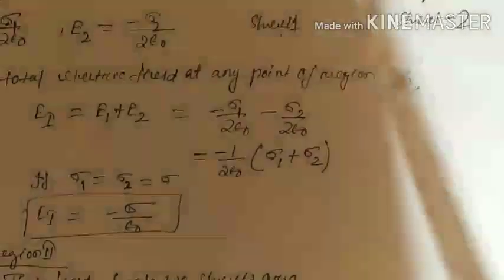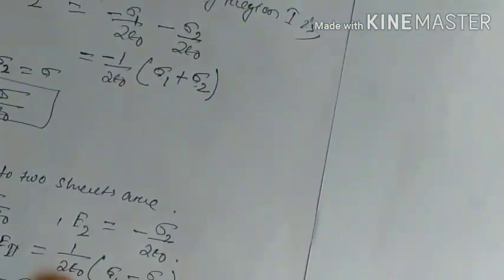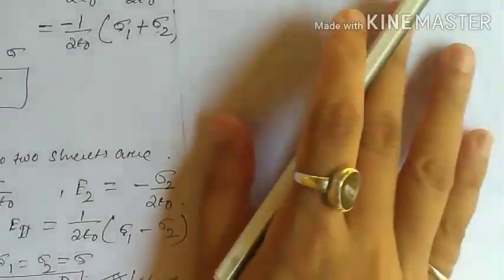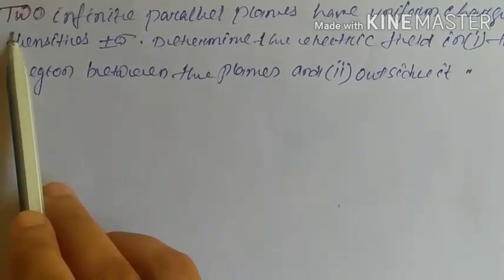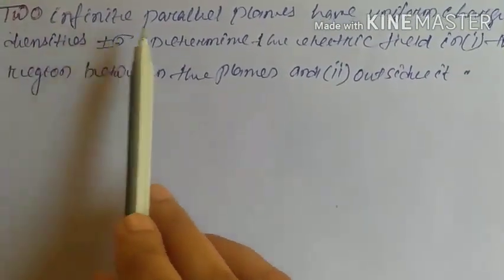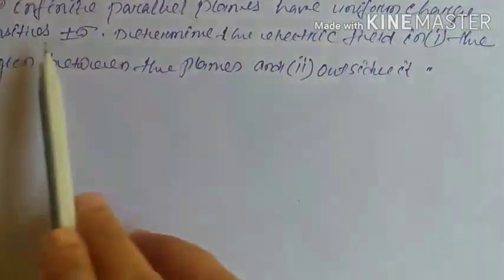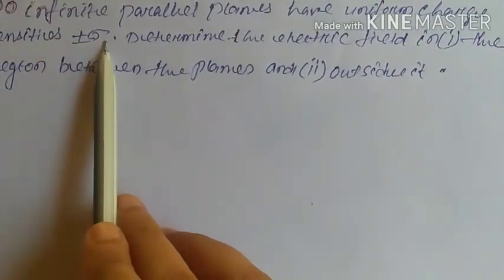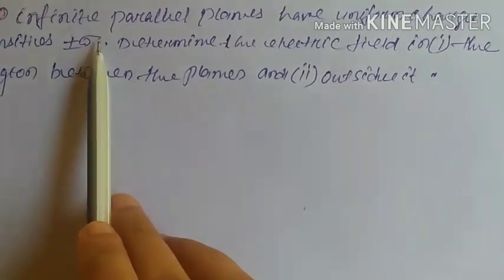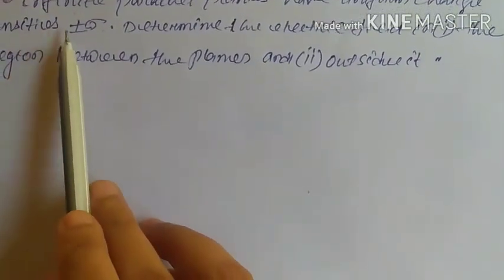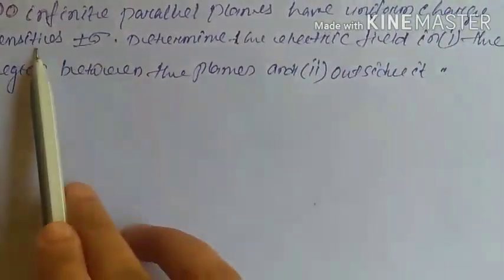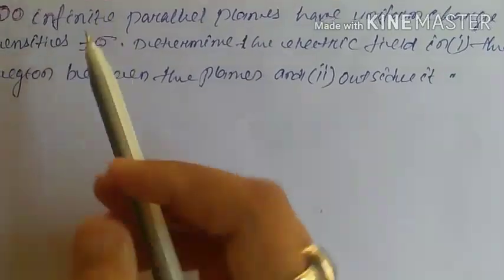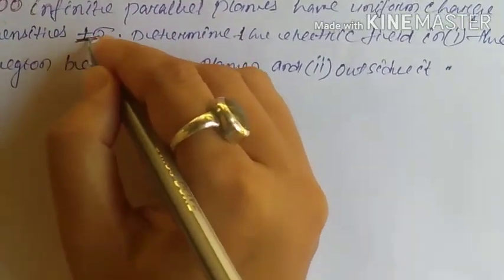So for one case only we have seen it is 0, and for the other two cases it is sigma by epsilon naught. Let's take another example. Here it is given two infinite parallel planes have uniform charge densities plus minus sigma. So it is similar to the previous one, but you can observe one difference: here the uniform charge densities are one positive and another negative.